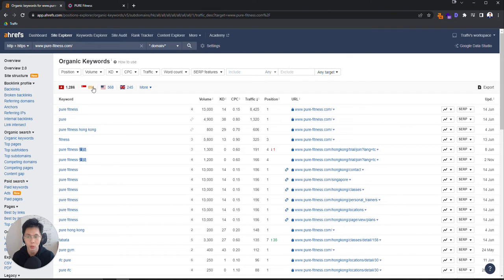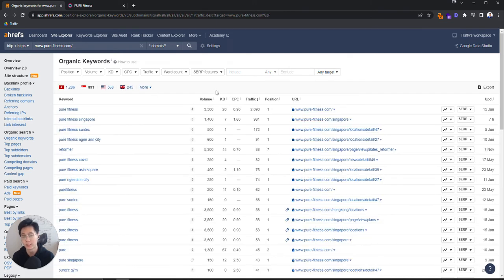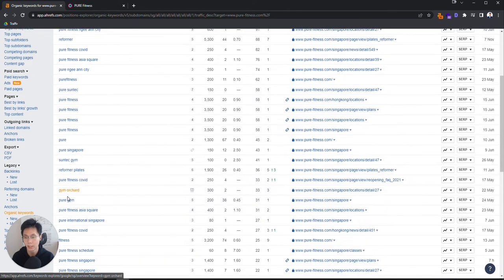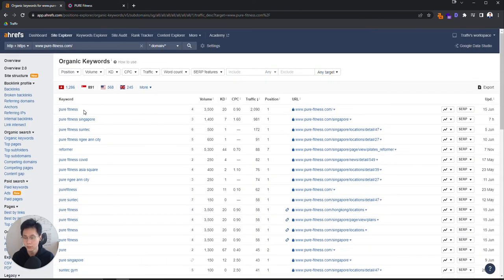Now, what you want to do is look at only the selected demographics that you're targeting. In this case, because I'm only looking at the Singapore market, I'm going to filter it to Singapore. You can see all these keywords are bringing in traffic for this website. What I see on the first look is that there are a lot of branded terms here. You can see their brand is Pure Fitness. If your brand has been around in the market for quite some time, chances are you're going to find branded searches like this, which is perfectly fine.